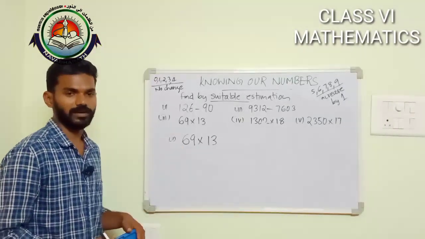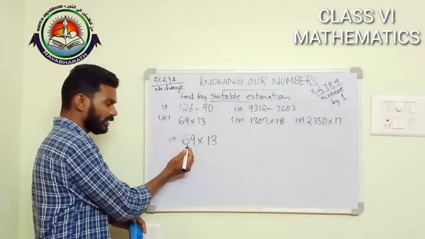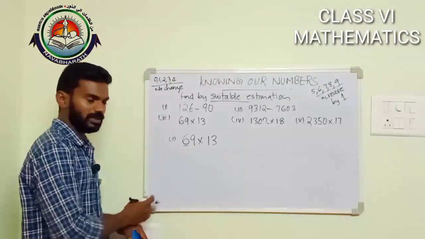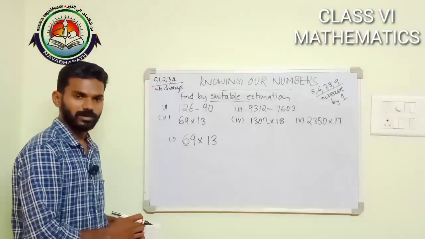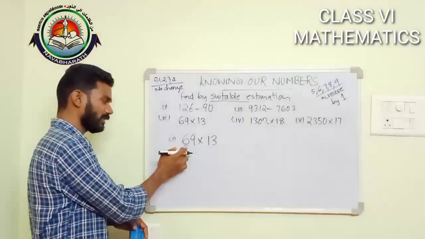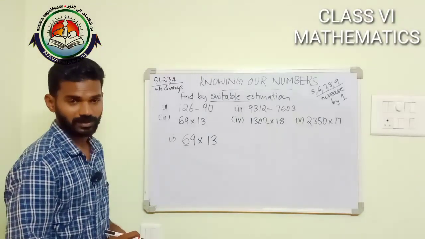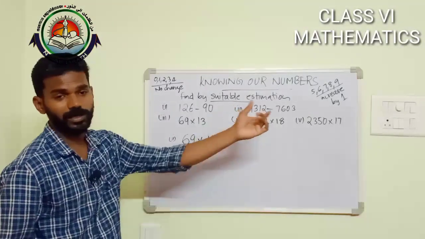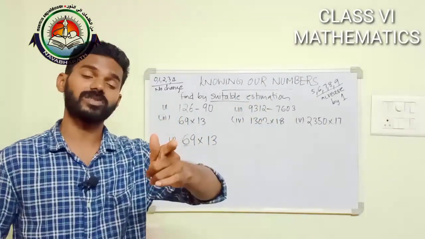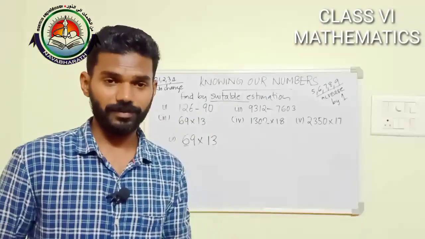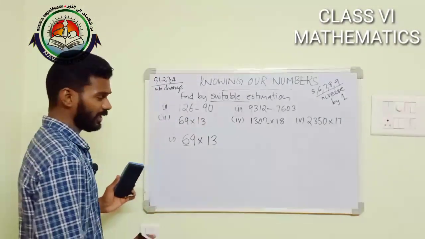Consider 69, which is the digit at the tens place. It is a 2-digit number, and the second digit, the digit at the tens place, is 6. And this 69 is going to round off to the nearest 10. What would be the answer?